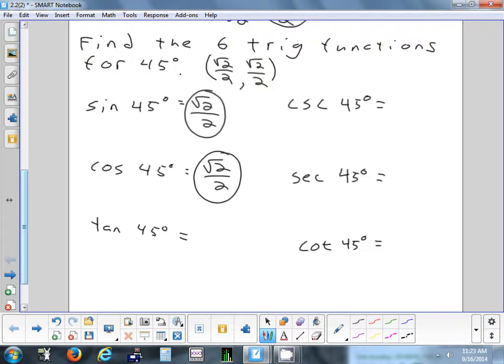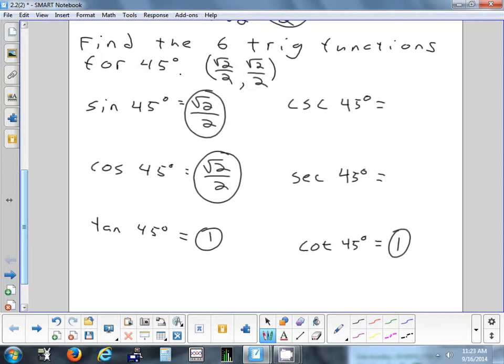Okay, and the tangent. Okay, Olivia, what's the tangent? 1. How can you get that really quick without even doing the work? Because something divided by itself is just 1. Great. Tangent is y divided by x. Dividing two things that are the same, you get 1. Okay, so another quick one to find is the cotangent. You flip it, and you get 1.